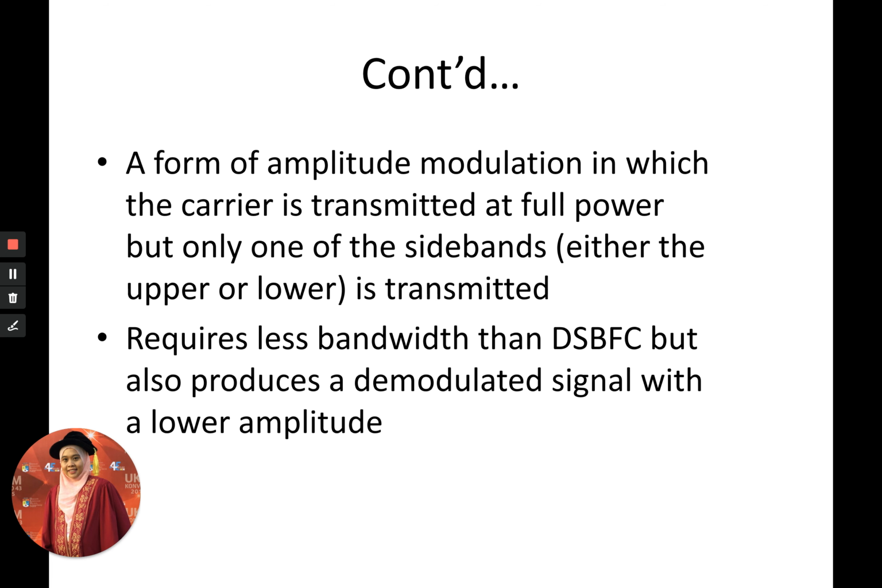Okay, so for the single sideband system, if you read over here, the carrier can still be transmitted at full power, but with only one of the sidebands, and it requires less bandwidth compared to double sideband full carrier, but it can still produce a modulated signal with a lower amplitude.